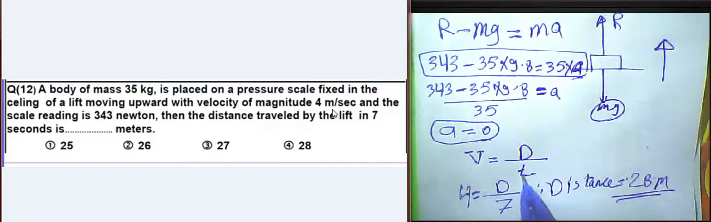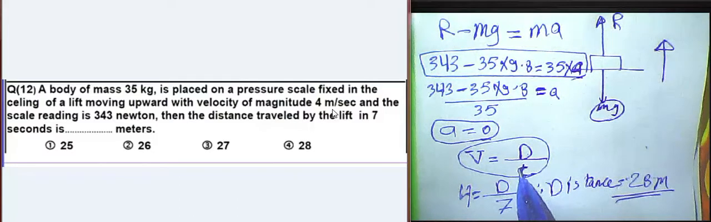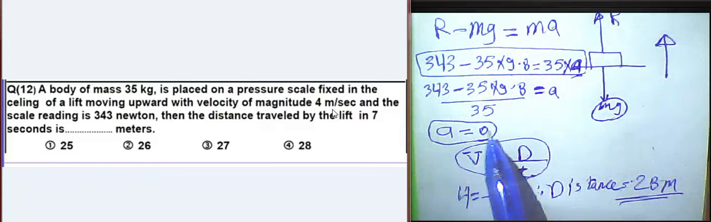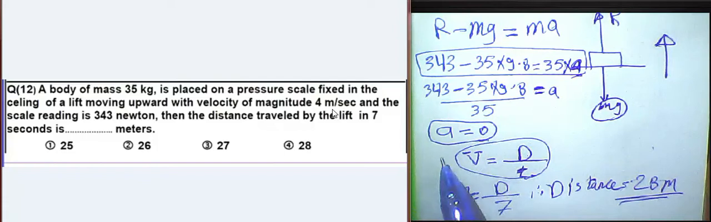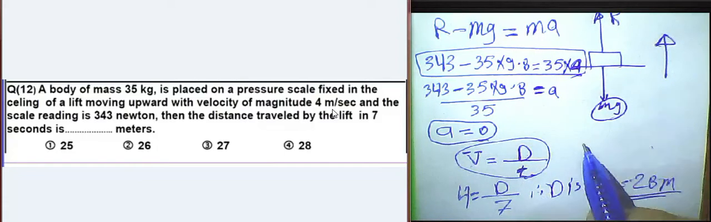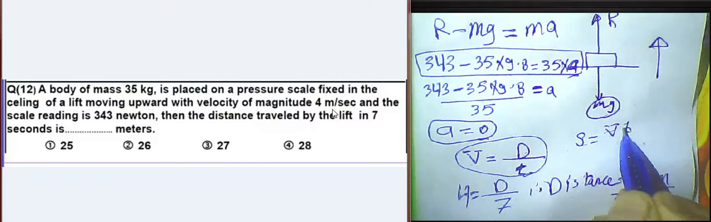Why did we use this relation? Because a equals 0. When a equals 0, we know the distance equals v multiplied by t, or we can write s as the distance, v multiplied by t.